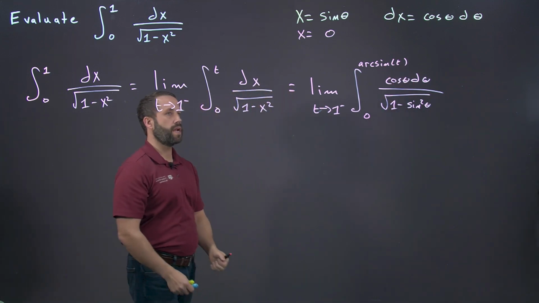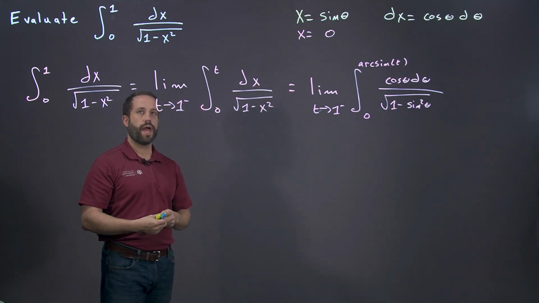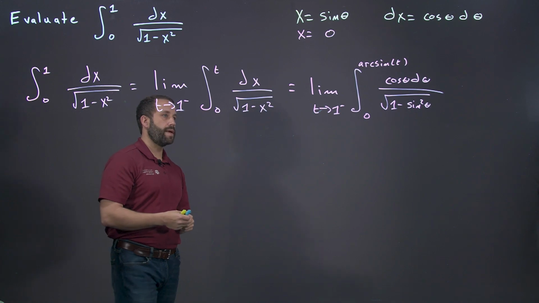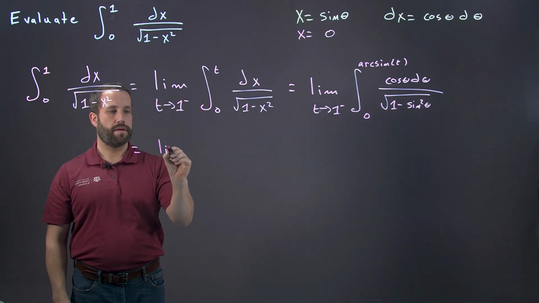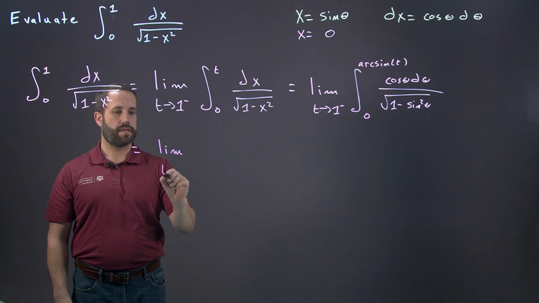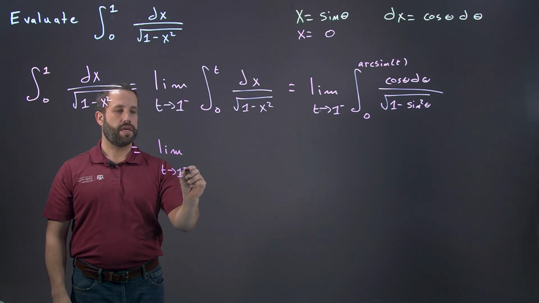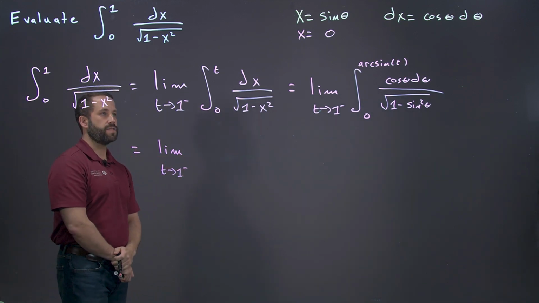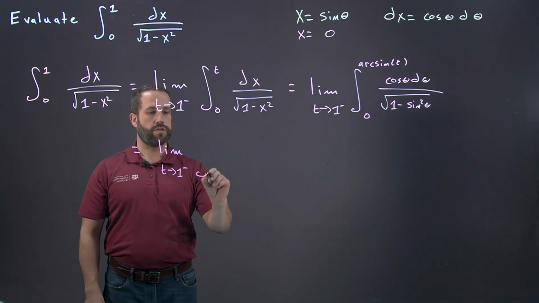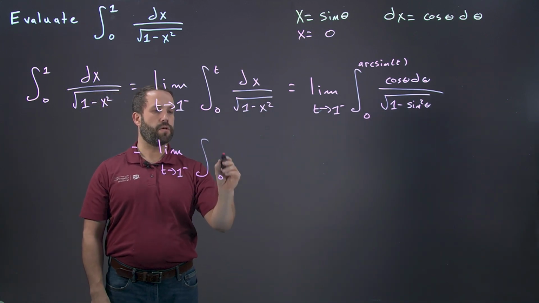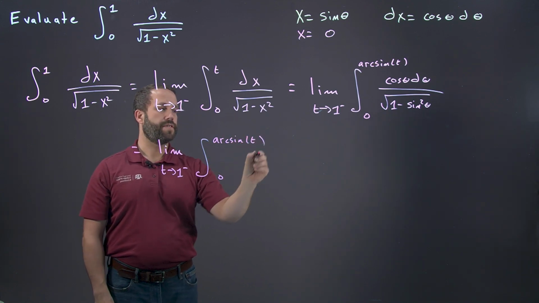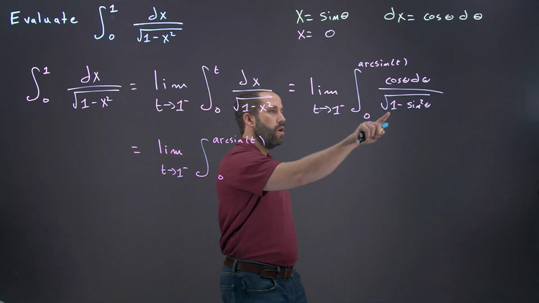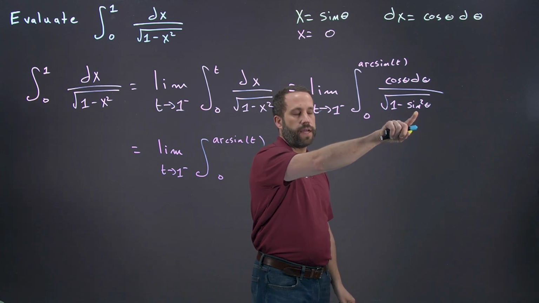There's really not a lot more that I could put there. Okay, and so now what's going to happen when I do some stuff with the trig sub? This is the limit as t approaches 1 from the negative side. And we're going to look at the integral from 0 to arc sine of t. But what's going to happen here? 1 minus sine squared, that's cosine squared.